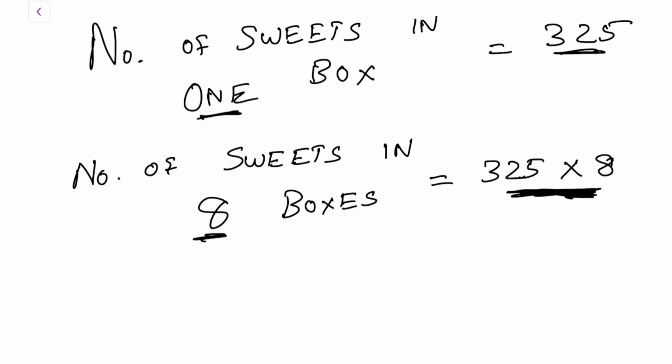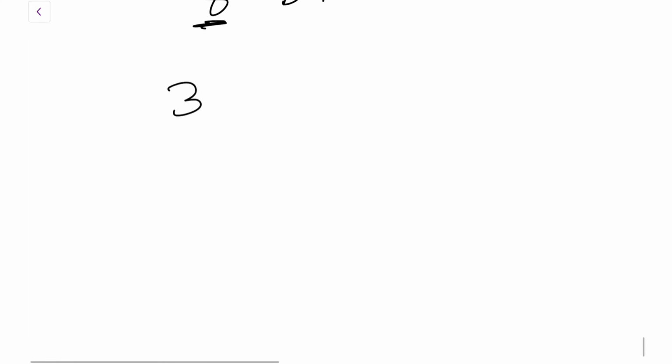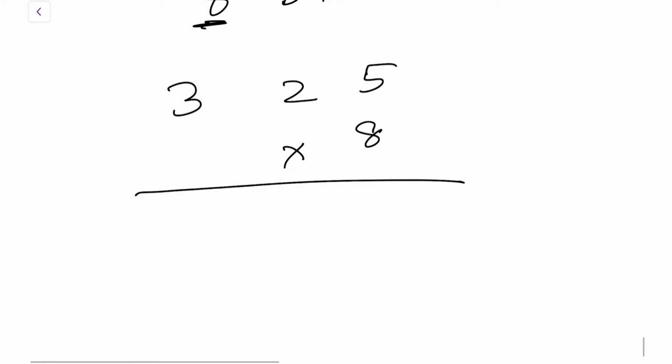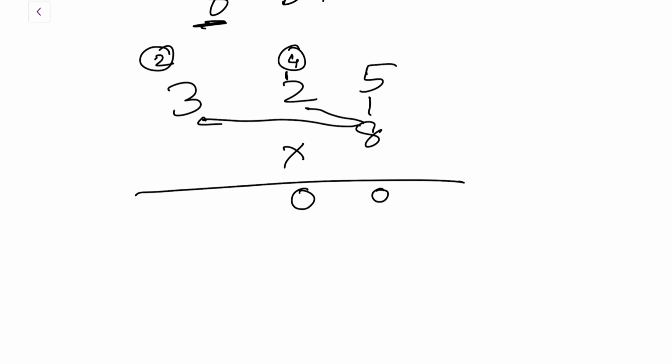So 325 into 8. Now you know how to do 325 into 8. You can do it easily. Let's do that. 325 into 8. So first, 8 into 5, 40. 8 into 2, 16. 16 plus 4, 20. 8 into 3, 24. 24 plus 2, 26.